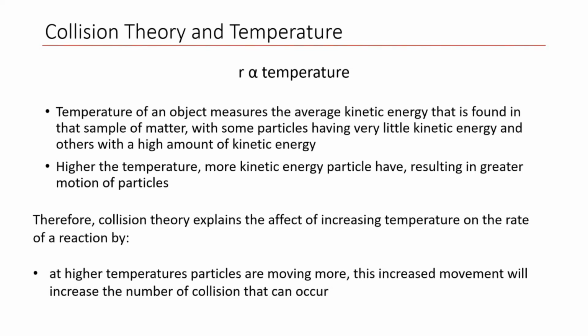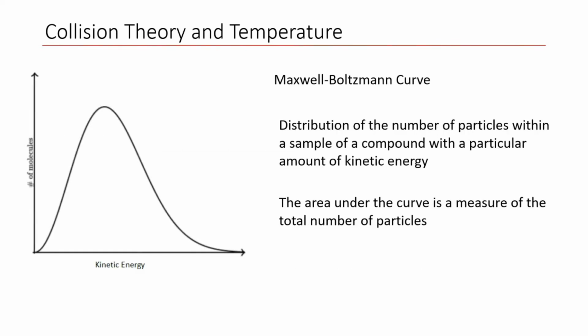But how does it affect the fraction of effective collisions? To understand that, we have to use what's called a Maxwell-Boltzmann curve. A Maxwell-Boltzmann curve shows the distribution of particles in a sample of matter with a particular kinetic energy. So here in our graph, we have our kinetic energy distribution, the distribution of particles with a given kinetic energy in a sample of matter. We find most of our values are close to our average, i.e. near the peak of the curve, but there are some particles that are moving really slow and some particles that are moving really, really fast.